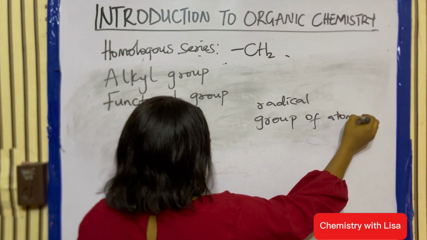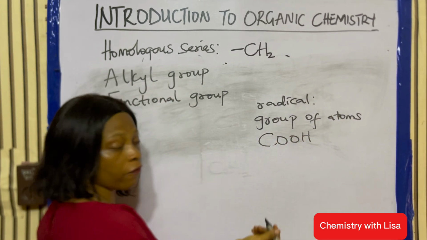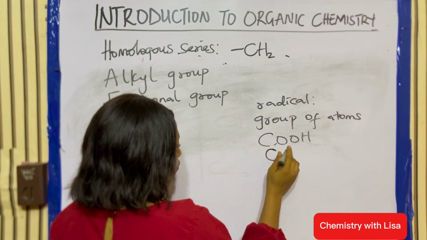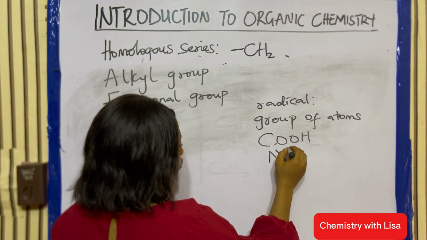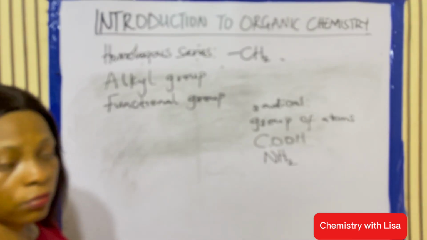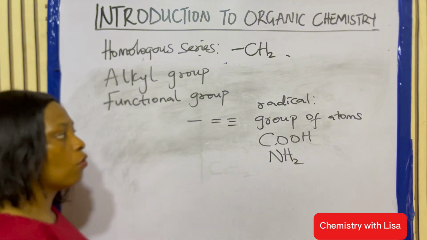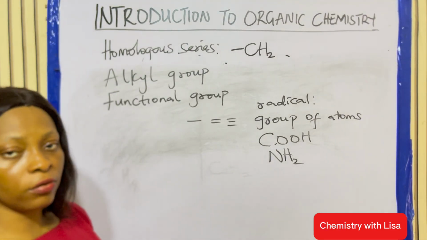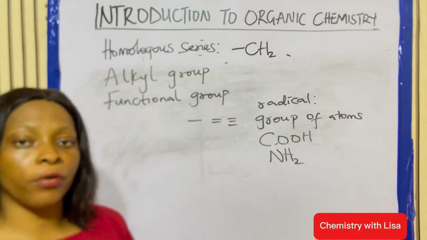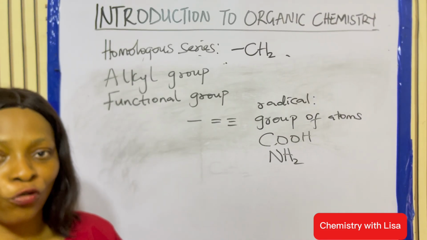So the radical may be COOH. This is a group of atoms. The radical may be NH. This is a group of atoms. Or a bond. A bond may be a single bond, double bond, or triple bond. So a radical or bond that is common to a homologous series, which determines the chemical property of the group, is what we refer to as the functional group.